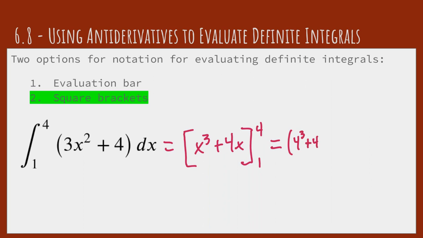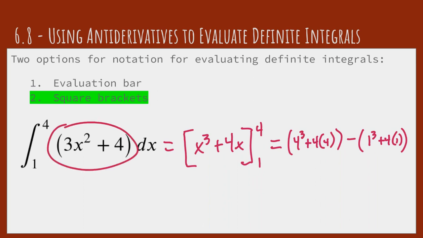So 4 cubed plus 4 times 4. So this is no different than what we did the other way. So either notation is acceptable. You will see me use both. I will tend to use the square brackets when there are more than one term in the integrand. And then I will usually use the evaluation bar when there is only one term. Sometimes I might use them interchangeably and not necessarily always for one of those cases or the other.